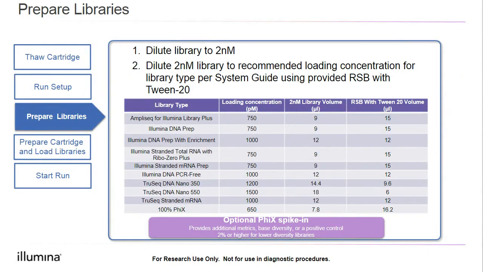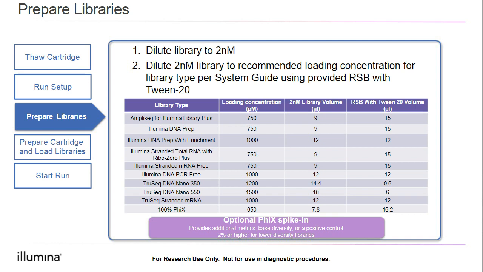We have our reagents thawing and our run set up. Now let's prepare our libraries. We'll dilute our libraries down to 2 nanomolar, and then we'll follow the system guide recommendations for different library prep types to dilute down to our final loading concentration, and ensure that we use the RSB plus Tween that's provided.